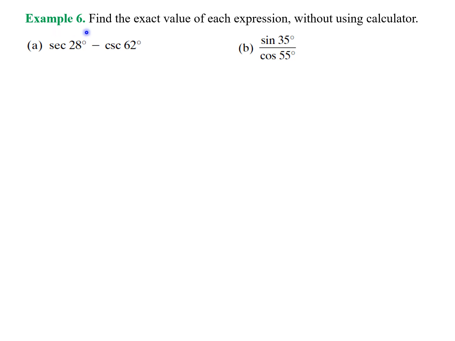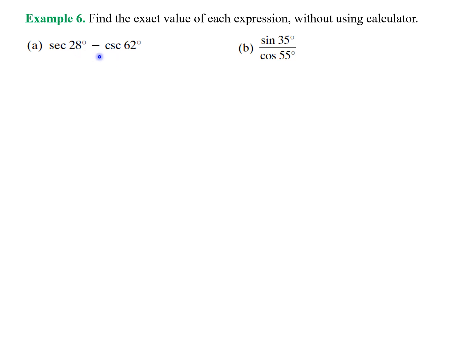For this example 6, we will be using identities in finding the exact value of each expression without using a calculator. Take note, what I want you to learn here is to apply the appropriate identities to be able to evaluate the following expressions. So do not just use a calculator here. For letter A, secant 28 degrees minus cosecant 62 degrees. The first thing that you have to do is analyze the relationship between secant and cosecant. You will recall the identities like reciprocal, quotient, Pythagorean, and the complementary angle theorem, which is CAT.